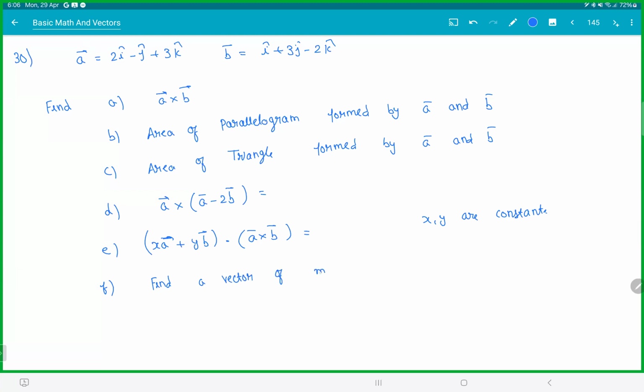Find a vector of magnitude... This is the dot product. Find a vector of magnitude 10 perpendicular to a bar and b bar. There. Let's go. Even that looks like 6 questions, right? If you do the first one, that is the answer for most of them. Let's find the first one, a cross b.